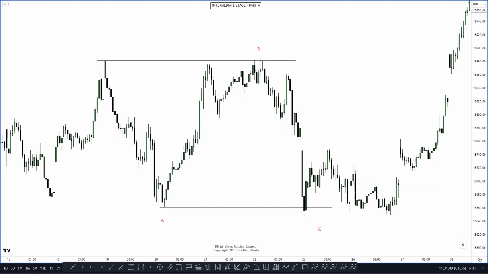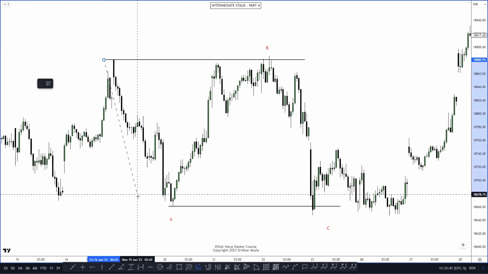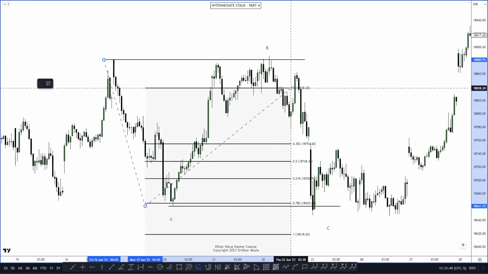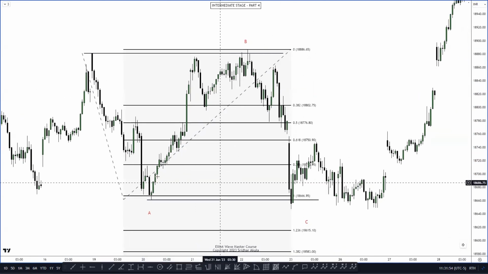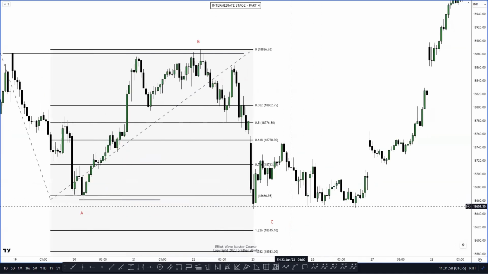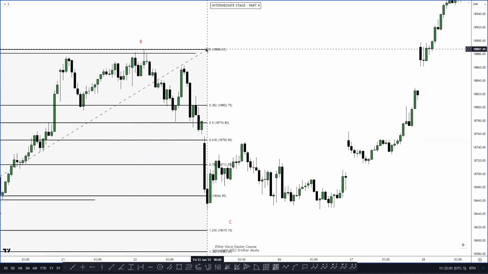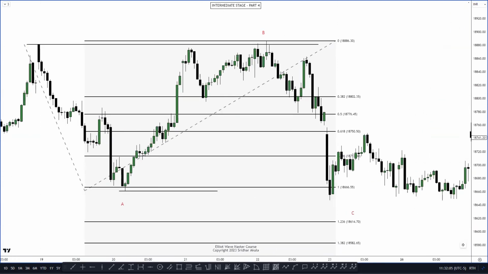So what is the catch here? The catch here is, in this case, there is a 100% chance wave C will reach your 1x target. What is the 1x target here? In this case, it's around 18,666. So it is a very high probability chance this market, in this structure, will reach your 1x target.